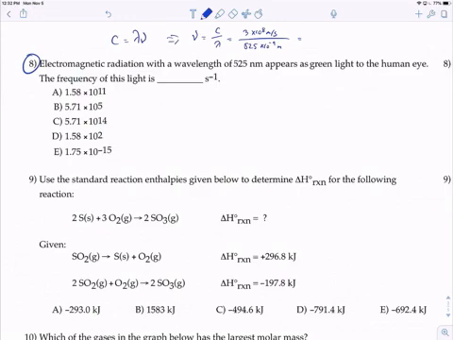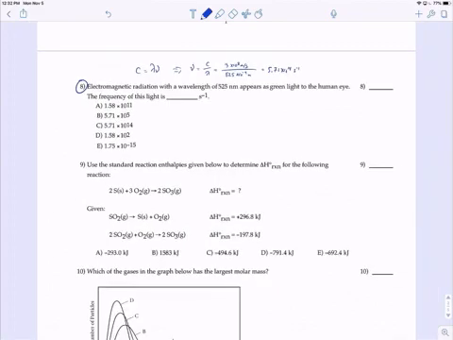Okay, 5.71 times 10 to the 14th inverse seconds. I'll go ahead and take a picture of this.